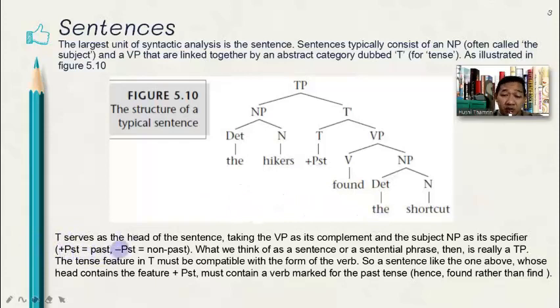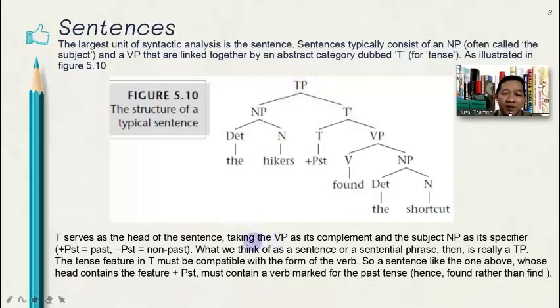Well, this is the specific explanation. T serves as the head of the sentence. Di sini dianggap sebagai kalimat utama, the main sentence, atau disebut dengan heads, heads T. Okay, this is this one.